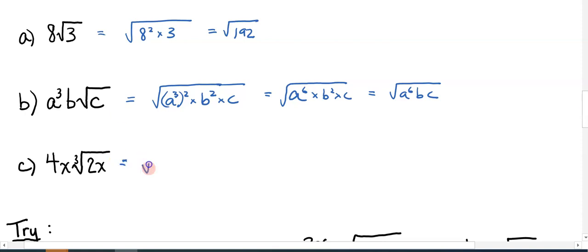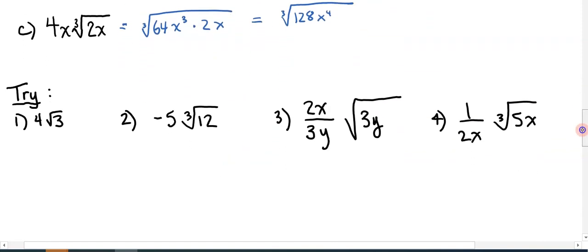So here I'm going to put the 4 inside and get 16. Oops, sorry, I missed my little cube in there, right? So I'm not going to get 16 because this is a cube root function. So when I put the 4 inside, I get 64. When I put the x inside, I'm going to get x cubed. I have my 2x already inside there, so now I can multiply that together. And I've been missing writing my little cube root, so I have to make sure that index is there when it's not a square root, so that the function is written properly. So 64 times 2 is 128. x cubed times x is x to the power of 4. All right, you guys try these ones.